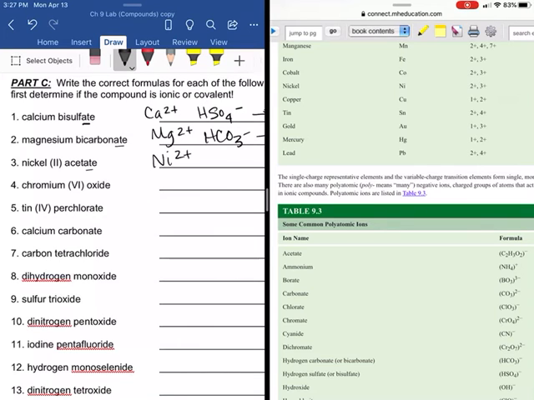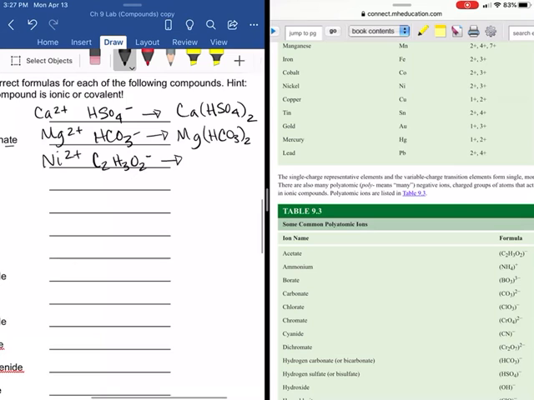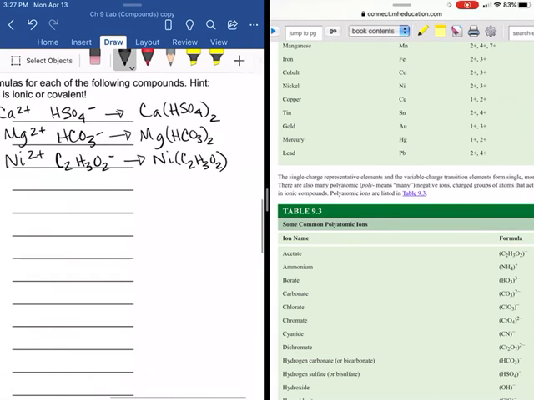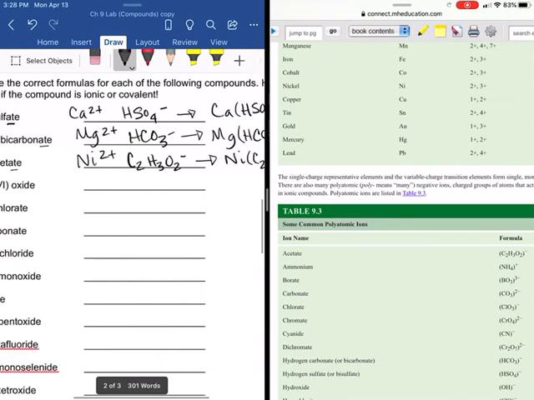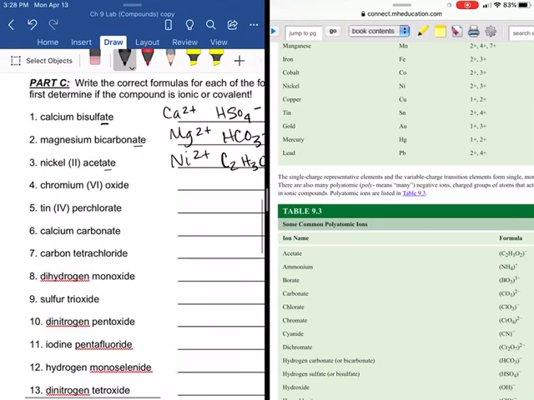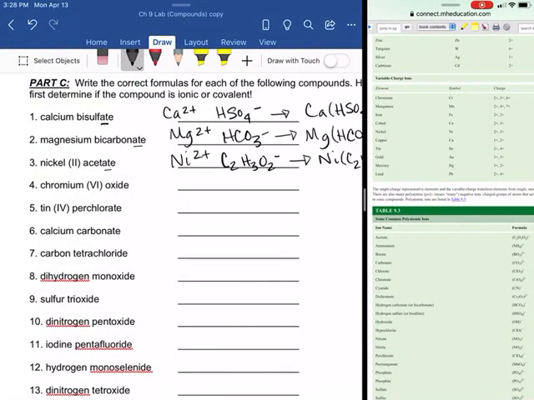See how all of these end in ate? That's a good clue that you need to look at that polyatomic ion table. All right, so acetate is C2H3O2, and it's just one negative. So when you go to do the crossover, you get Ni(C2H3O2), and then you have to write this 2 at the end here. Okay? All right, so that's some examples of the ionic ones.